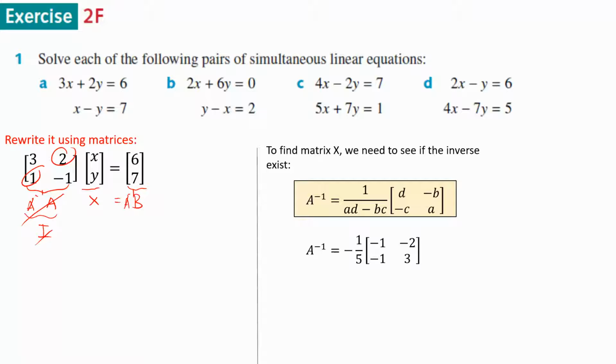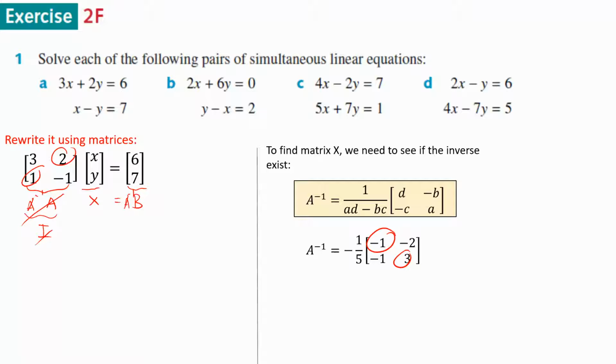I've rearranged it, so A and D I've swapped, so it becomes -1 and 3. And for B and C, it's -2 and -1, so -B, -C. So there's my inverse. So apparently it does exist. So if this exists, it means there must be a coordinate of intersection between these two lines. There's a unique solution. Okay, so they're not parallel and they're not the same lines.